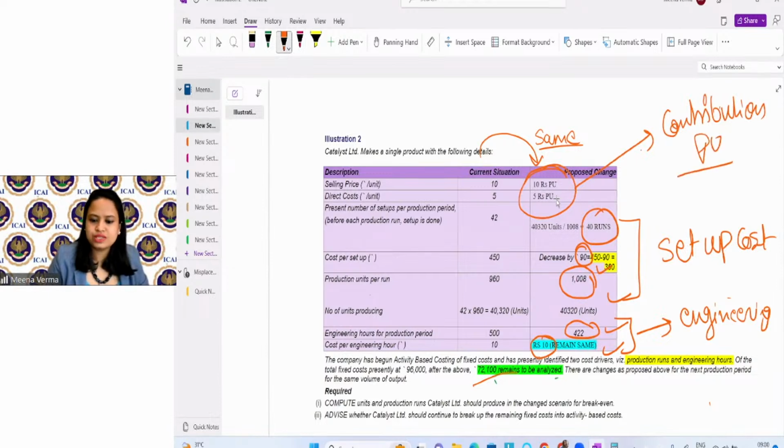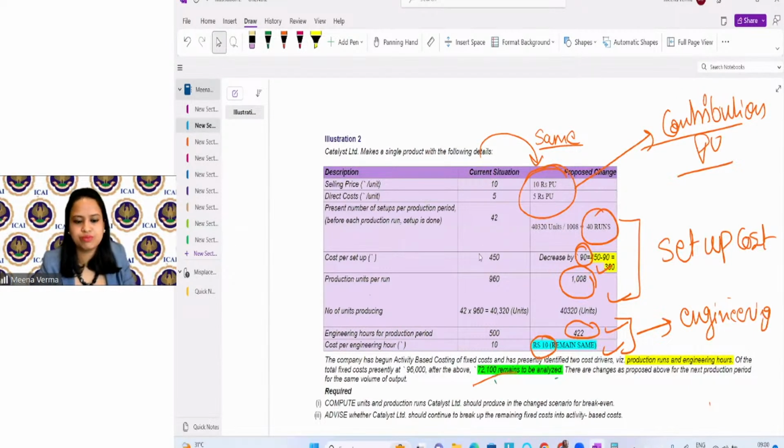Okay. So you can see everything is given now. You can use this information to find the break-even point. You can see what the question is: compute the units and production run. We have calculated the units and production run, and now they're asking you to find the break-even point under the new scenario.